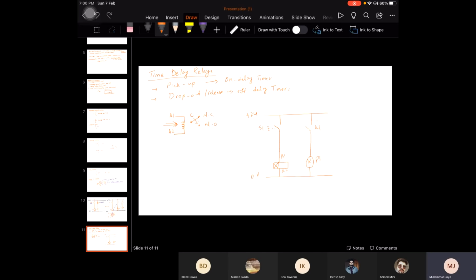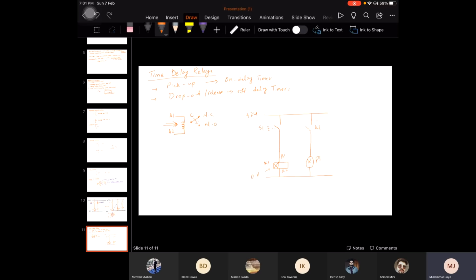So this is how we can represent a time delayed or on delay timer in our circuits. If we want P1 to be on after a certain time once S1 is pressed, then we can use an on delay timer. We use it like this. Its normally open switch can be connected to drive any output, a bulb or something like that. In our case right now, it is a lamp.